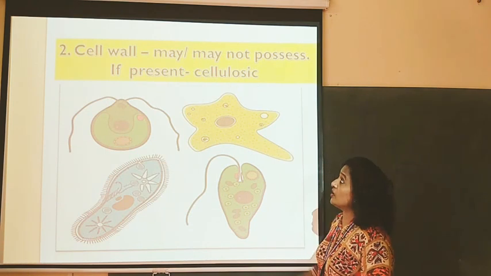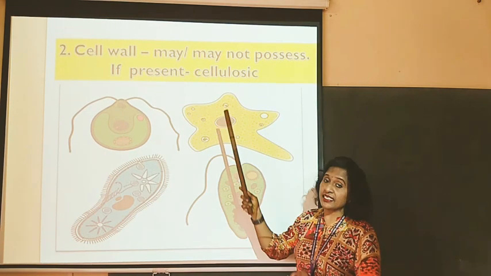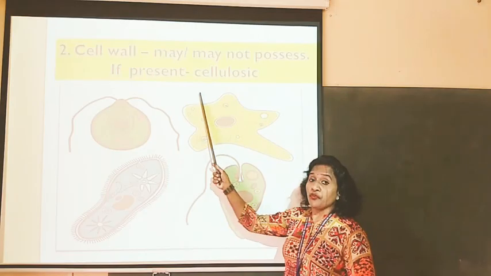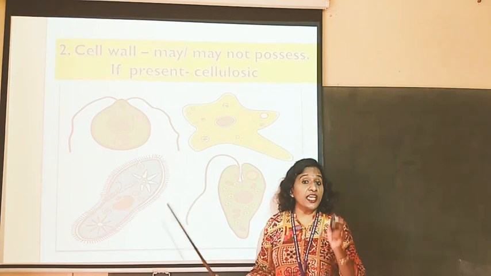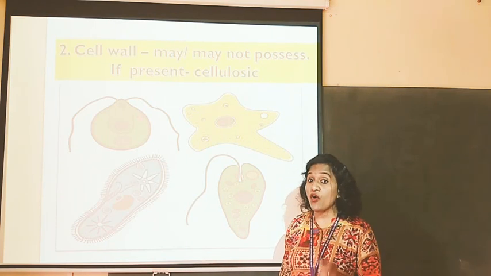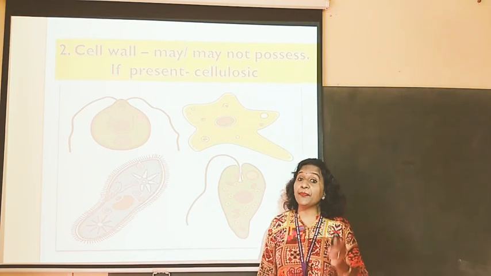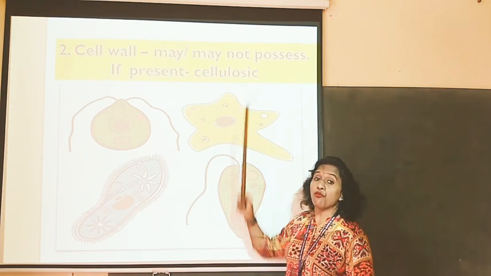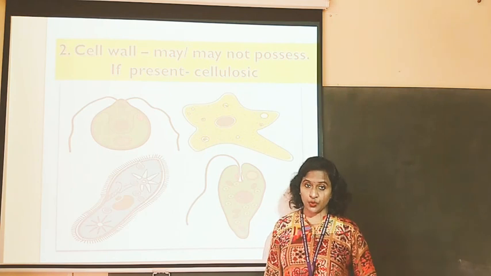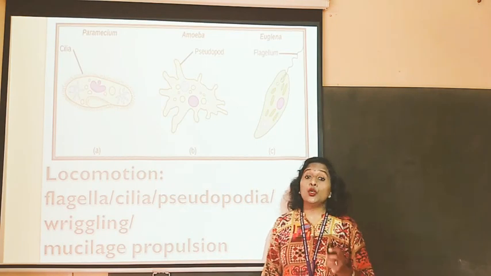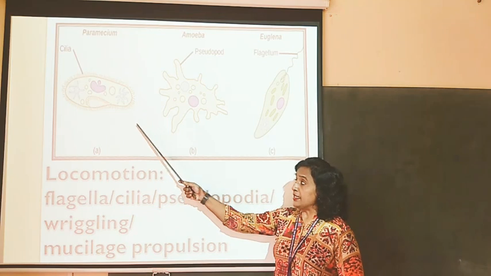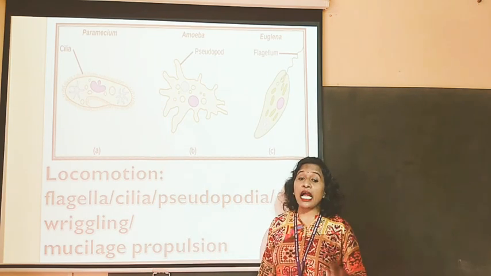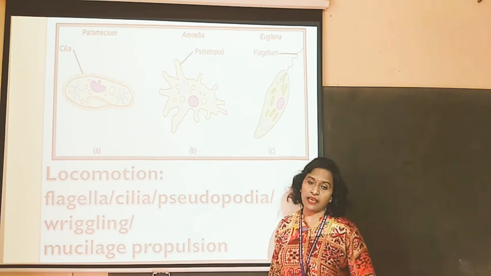The cell wall may be present in some organisms or may not be present. We should remember that in prokaryotic organisms, the cell wall was made up of peptidoglycan, right? Whereas here the cell wall possesses cellulose. The next feature is locomotion. There are different modes of locomotion depending on the type of appendages they have.